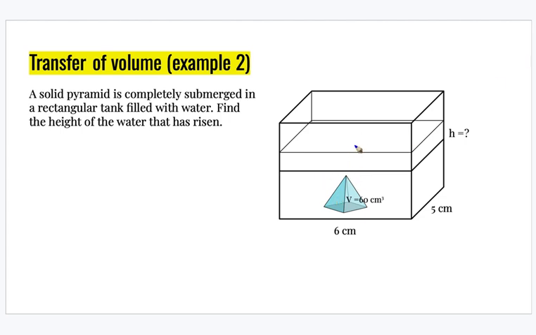Okay, so that is where again we equate this volume. We call this volume 1. This volume 1 is equal to the volume of the pyramid, which is 60. Okay, the volume of the water that has risen is length times breadth times height, equals 60. That gives us the height is 2 cm high.